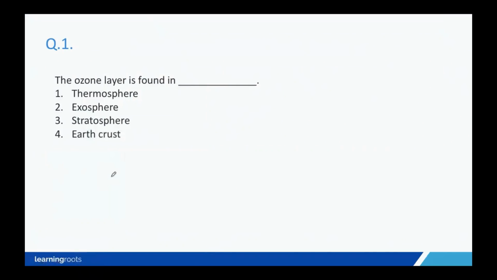So we'll start with the GK section, then go to the quant, and then finally we'll end up with the English section. So let's start with the first question.